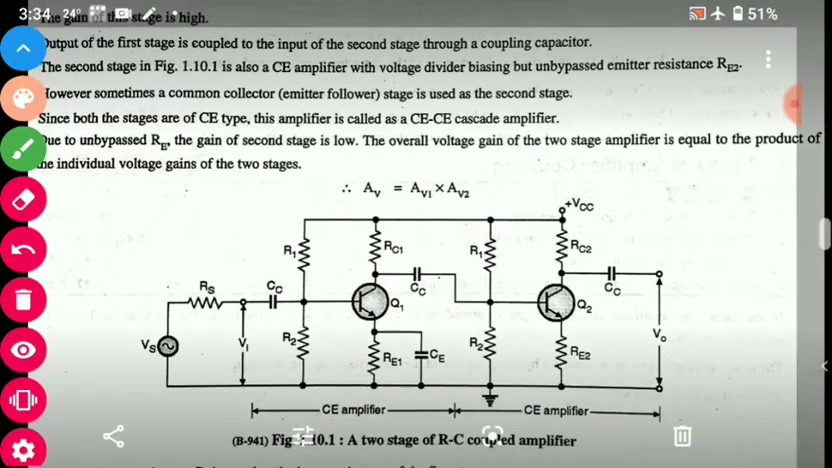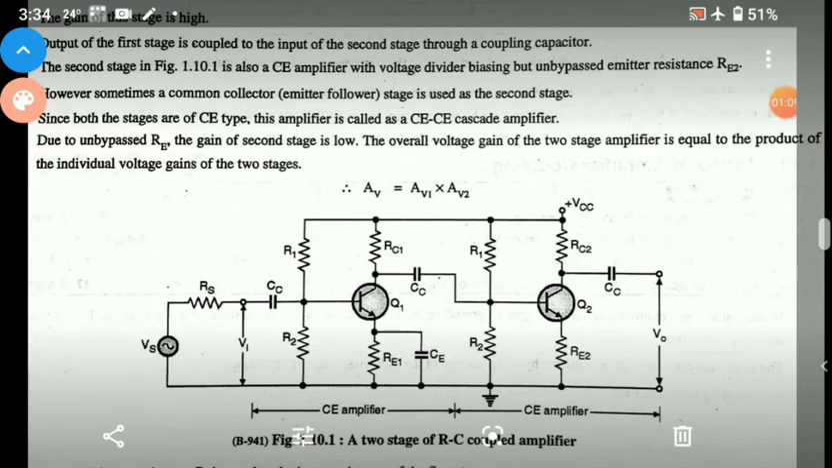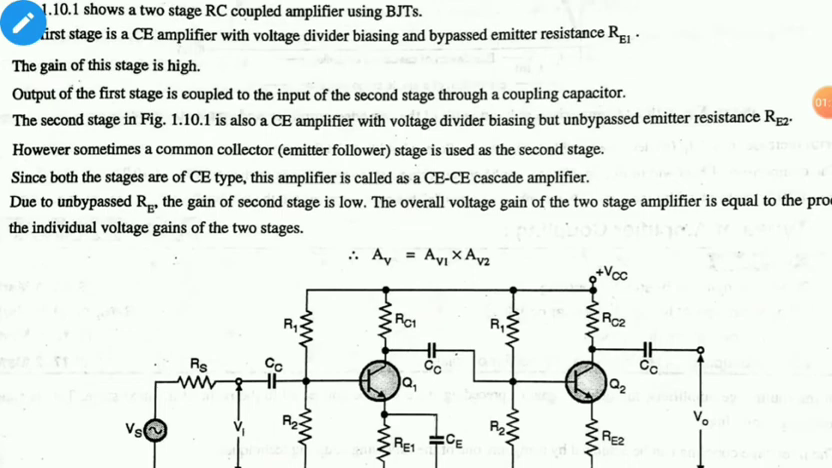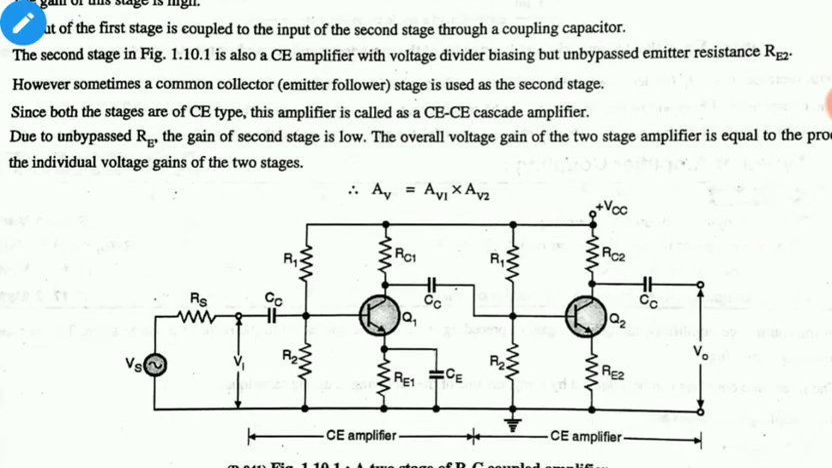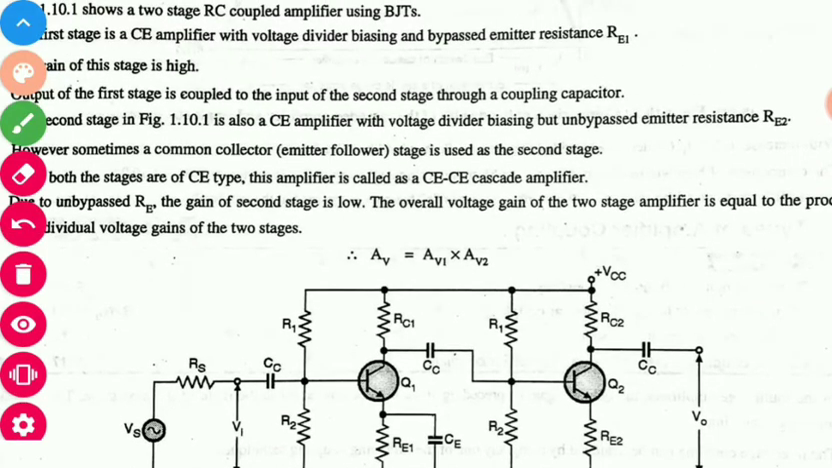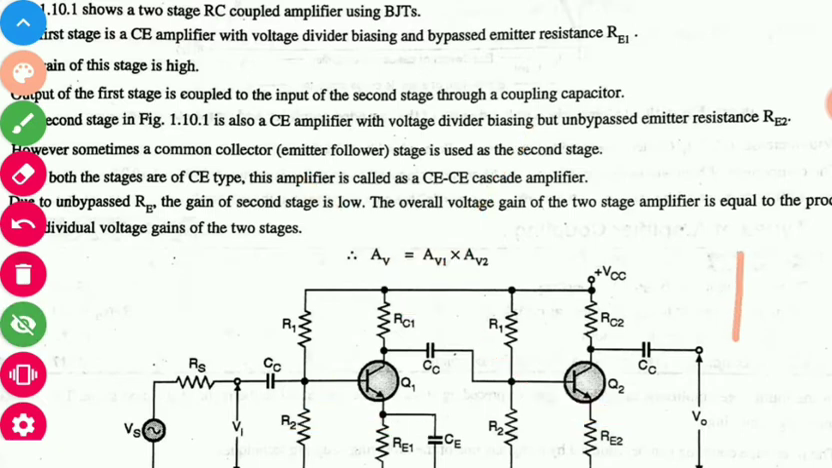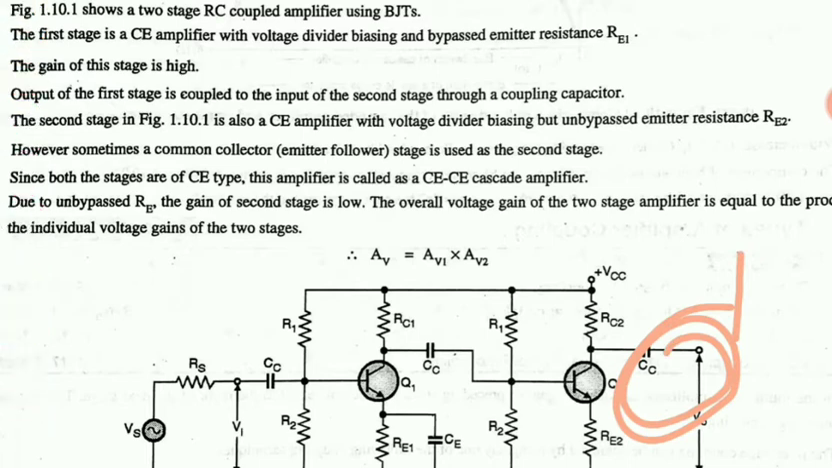But the gain of the output stage should be high, as a consideration. The gain of this stage should be high. The output of the first stage is coupled to the input of the second stage through a coupling capacitor. This was already discussed. The first stage output is connected to the second stage by using a coupling capacitor.